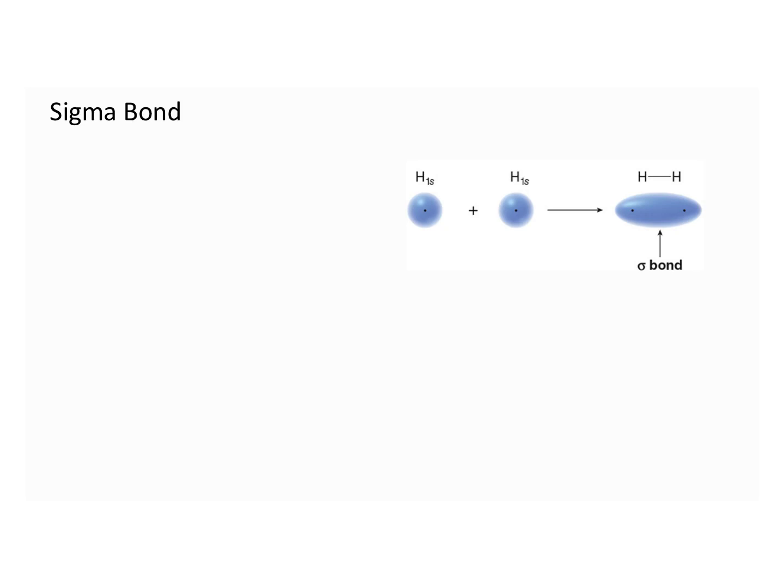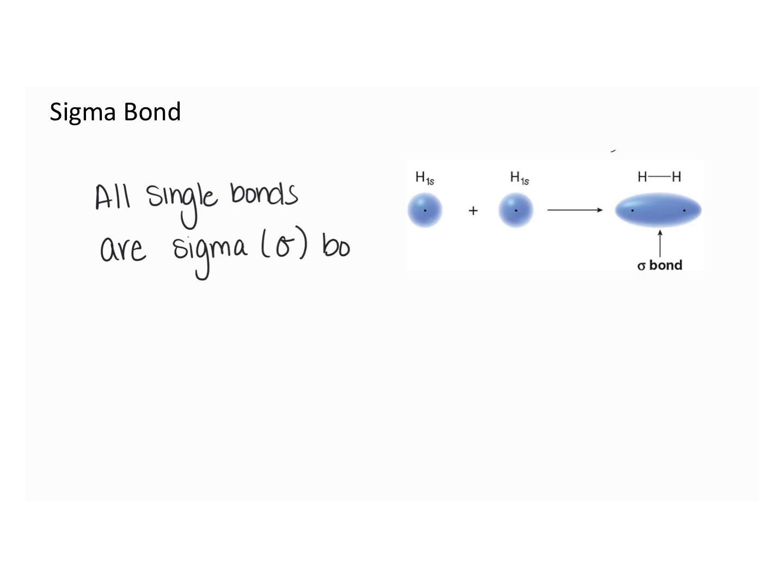In this screencast, we are going to talk about orbital hybridization as well as sigma and pi bonds. When the 1s orbital of one hydrogen atom overlaps with the 1s orbital of another hydrogen atom, a sigma bond is formed. All single bonds are sigma, which is represented with the lowercase Greek letter sigma.